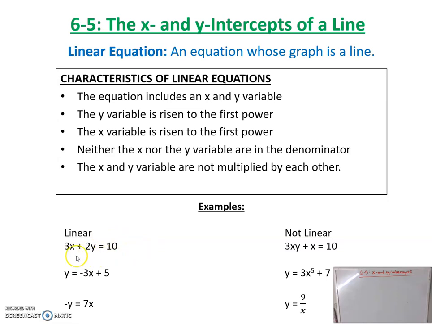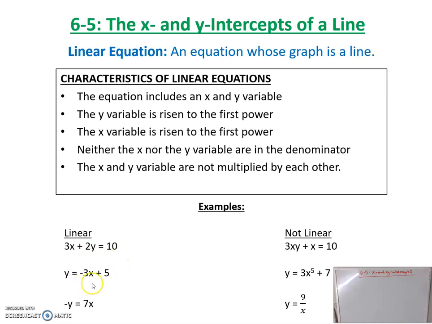Here I have 3x plus 2y equals 10. I know that this is linear because it's just x to the first and y to the first. They're not being multiplied together, they're being added, which is totally fine. This is standard form, if you remember, ax plus by equals c. Neither the x nor the y is in the denominator, and there's an x and a y. So this satisfies all of the characteristics of a linear equation, and therefore it's linear.